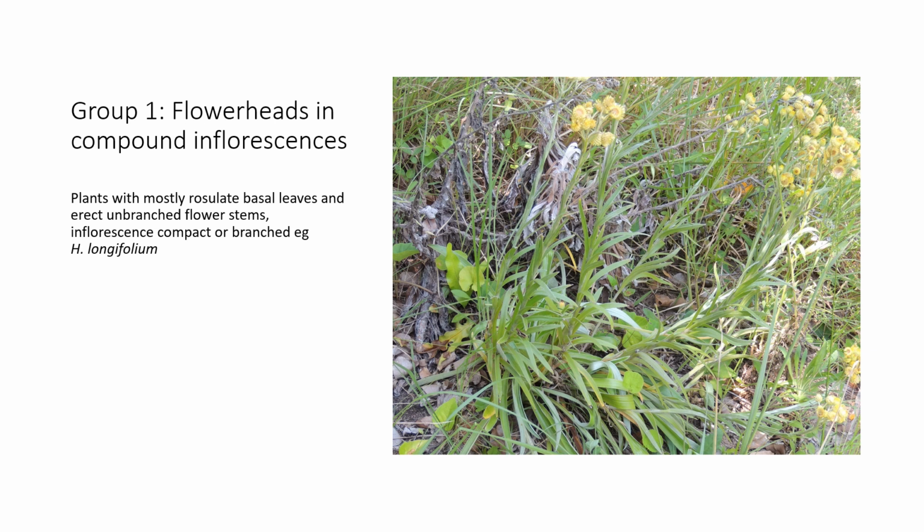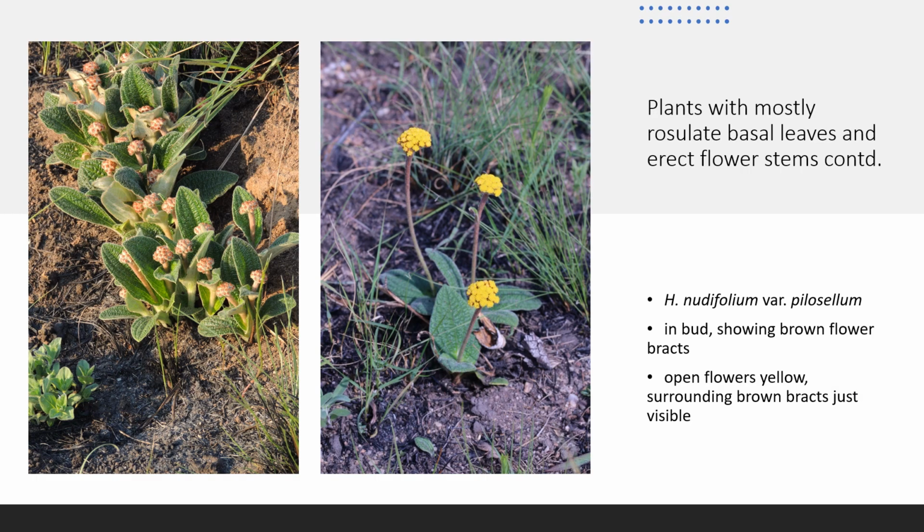The second subgroup are the plants with mostly rosulate basal leaves and erect unbranched flower stems. In this subgroup, the leaves surround the stem, that's what rosulate means, at the base. There are a few small leaves on the flowering stem, but they are mostly basal leaves, as you can see here in Helichrysum longifolium. Another example of plants with rosulate basal leaves, Helichrysum nudifolium var. pilsicillatum.